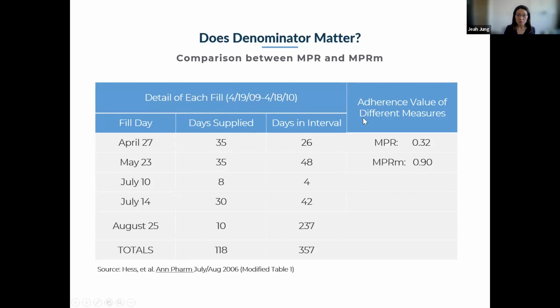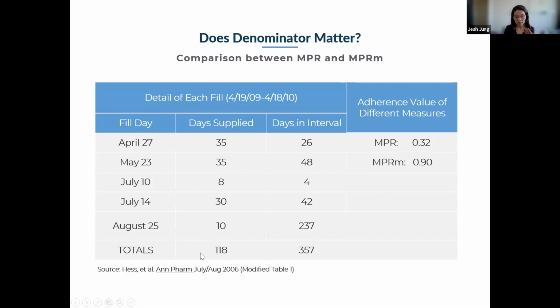So simply, if you're thinking about MPR, my denominator is 365 days. For this patient, the first fill date was here, and the last fill date was August 25th. And total days of supply during this time period that I'm following up was 118. So you simply divide 118 by 365 days. Then its MPR is 0.32. When you say the MPR is 0.32, you know that this is non-adherence.